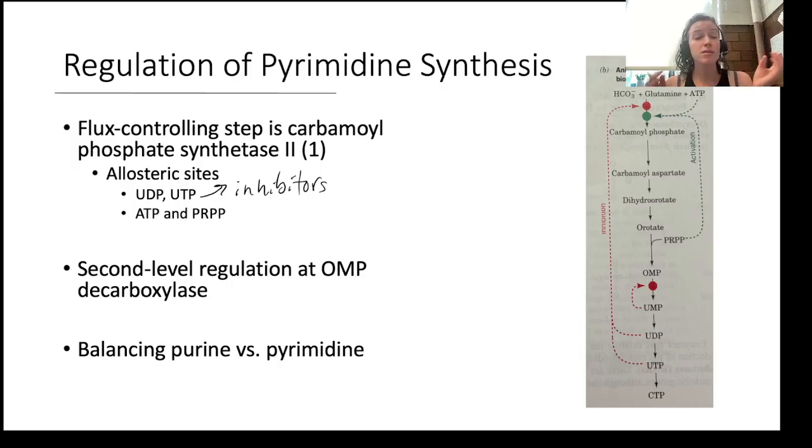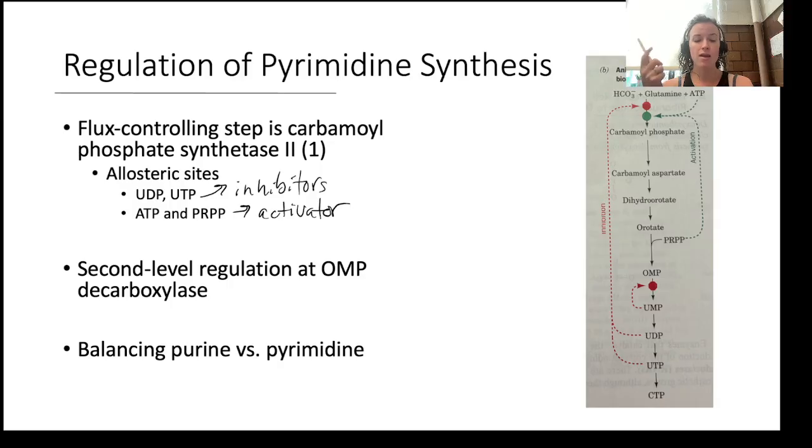But again, this step is tightly regulated because it can also be activated. Just like how PRPP activated purine biosynthesis, it also activates this pathway. So that is not new. However, what is new is that ATP also activates this pathway. Why does that make sense?